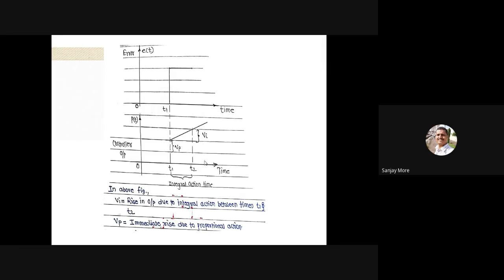Also write down these two sentences. Vi means here rise in output due to the integral action between times T1 and T2. And Vp means immediate rise, here immediate rise due to the proportional action. Okay.